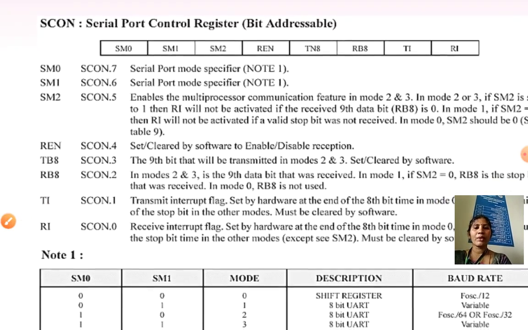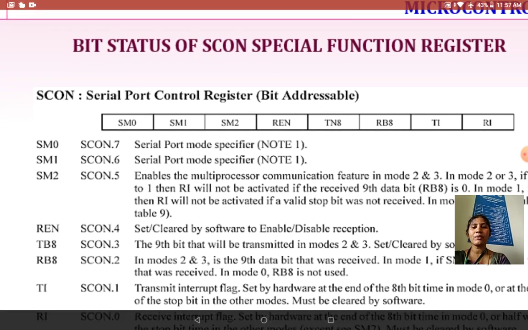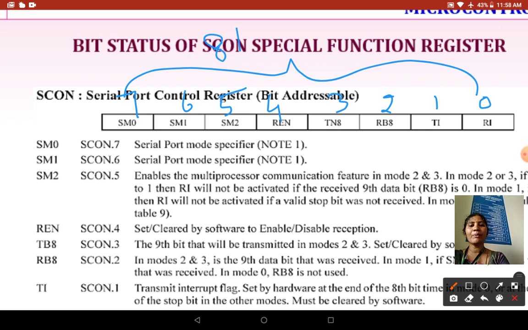The first one is the serial port register. It is the 8-bit register. You can see here 8-bit. It is your 0th bit, 1st bit, 2nd bit, 3rd bit, 4th bit, 5th bit, 6th bit, 7th bit. So 0 to 7. So it is your 8-bit register. SCON is an 8-bit register.